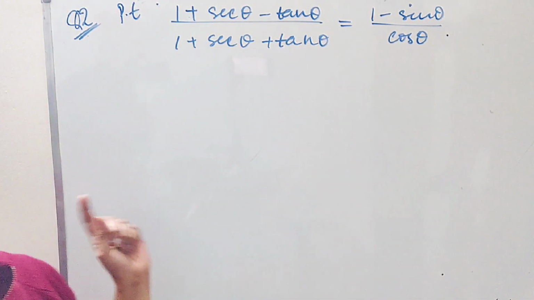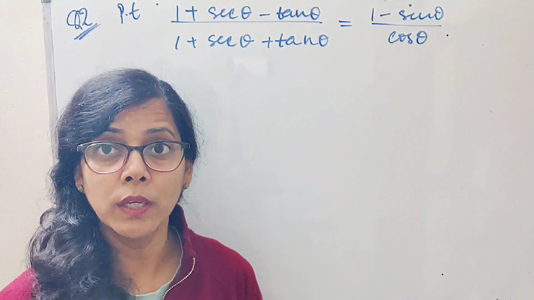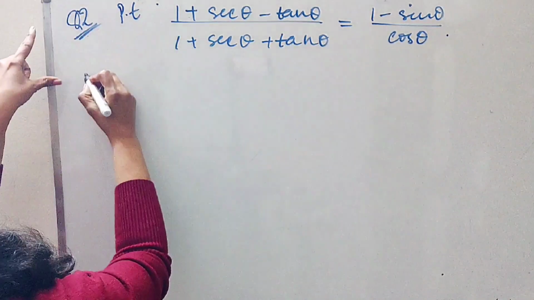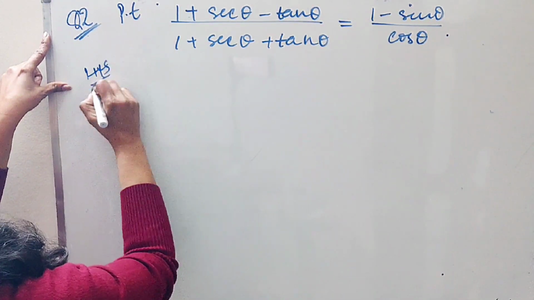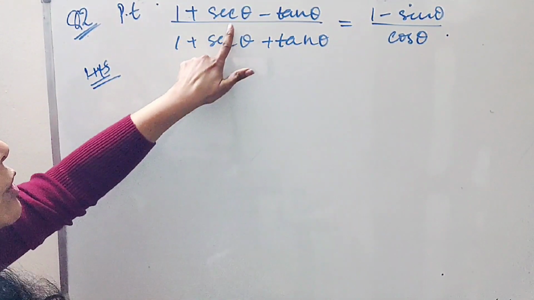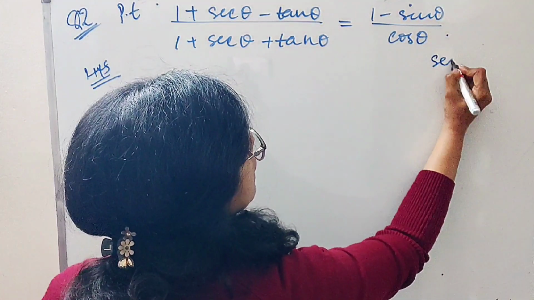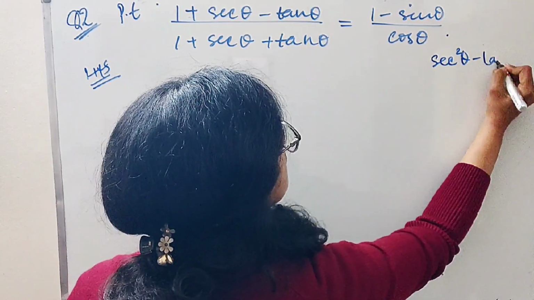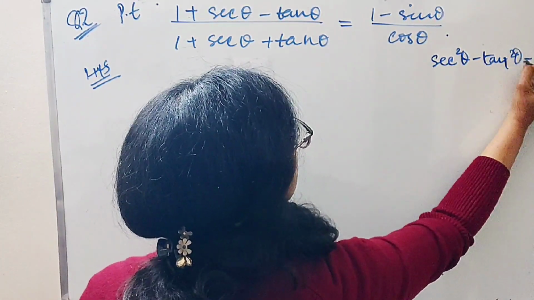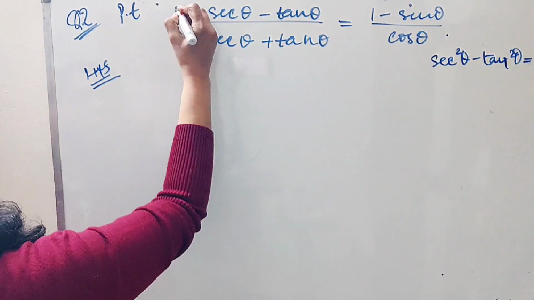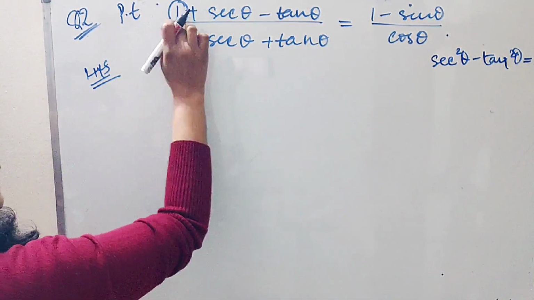Again, we'll start here with identity. What we will do is take the left hand side and use the identity which includes sec and tan. So what is that identity? The identity is that sec square theta minus tan square theta is equal to 1. So we will replace this one with this identity.